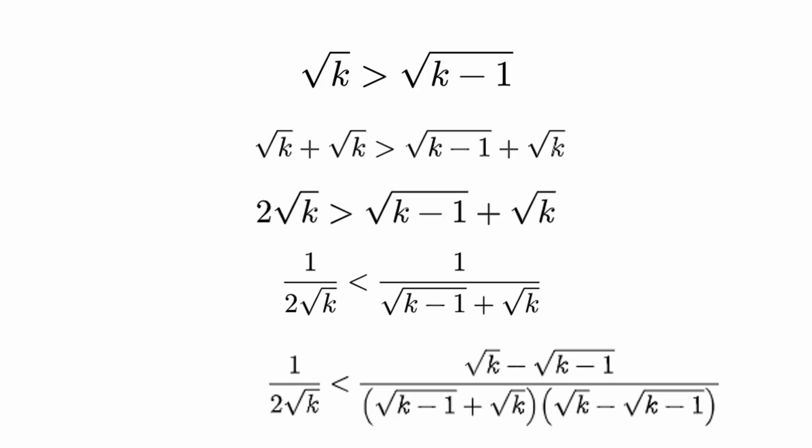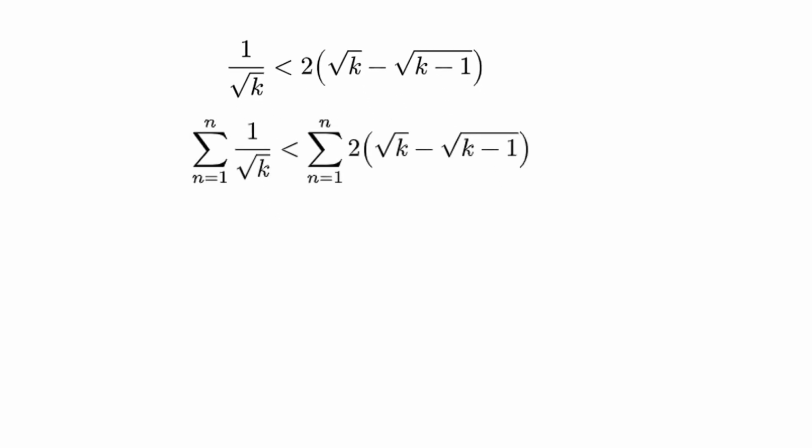Here we use the identity: a plus b times a minus b equals a squared minus b squared. So the denominator becomes root k squared minus root k minus 1 squared. Root k squared is k. Root k minus 1 squared is k minus 1. So k minus open bracket k minus 1 close bracket equals k minus k plus 1, which equals 1. The entire denominator collapses to 1. So we get 1 over 2 root k is less than root k minus 1.